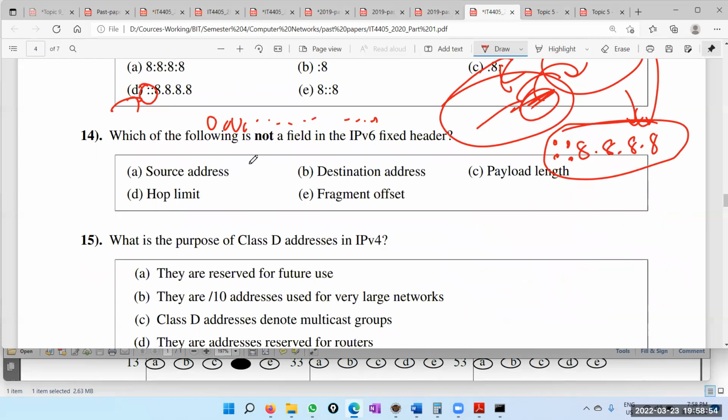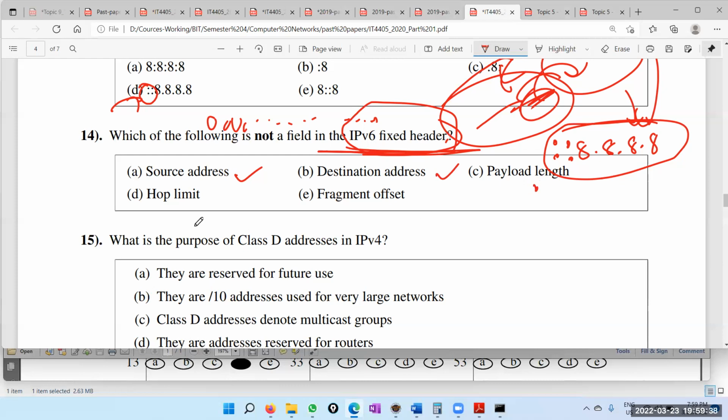Which of the following is not a field in the IPv6 fixed header? Okay, so this is now, earlier we were talking about the port or the TCP or the UDP headers. Now this is IP headers, right? In IP headers, what are the things that are not there? Obviously, the source IP address must be there, right? The destination IP address must be there, right? Payload length, the size, I can't really remember. Let's double check that, because honestly I can't remember it.